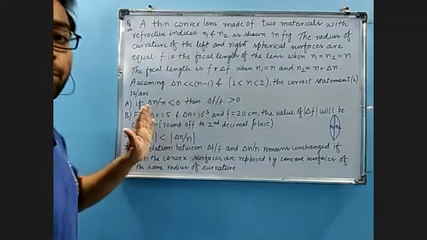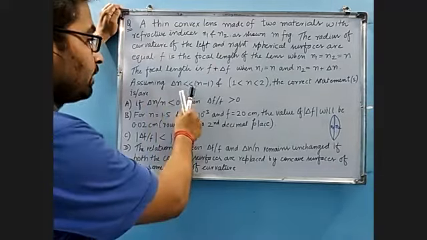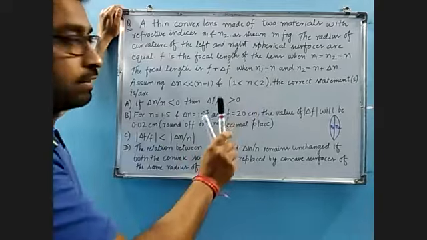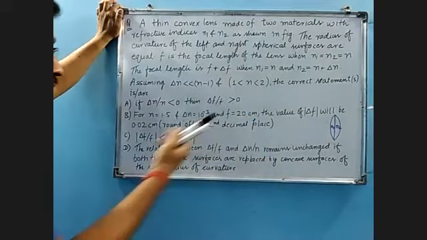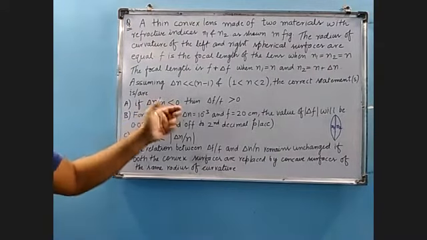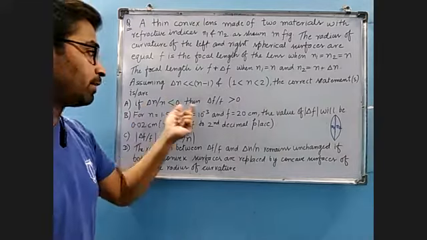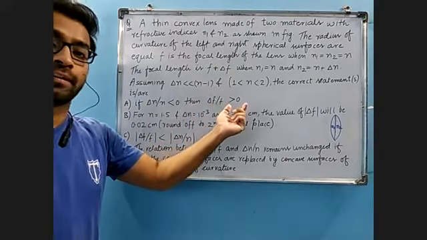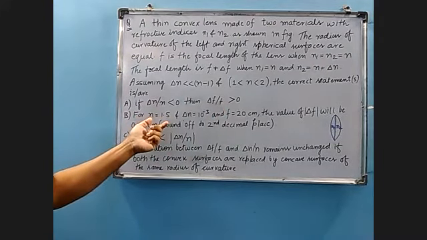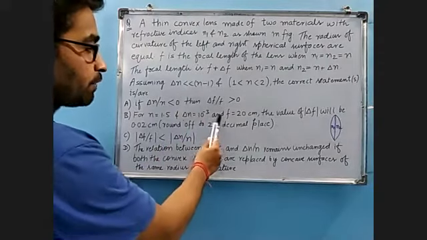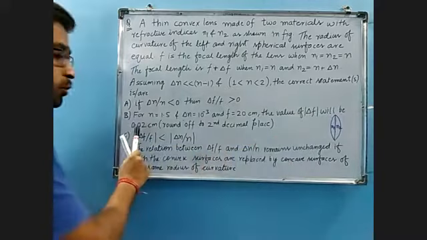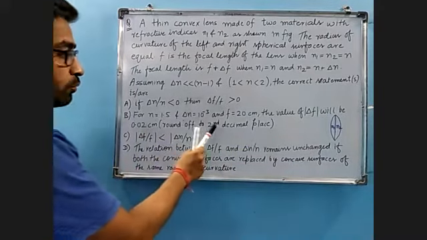Now the conditions given to us are: assuming delta N is much less than N minus 1, and the value of N is between 1 and 2. The correct statement or statements are, it is a multiple select question. If delta N by N is less than 0, that means delta N by N is negative, then delta F by F is greater than 0. The second option is for N equal to 1.5, delta N equal to 10 to the power minus 3 and F equal to 20 centimeter. The magnitude of delta F will be 0.02 centimeter, rounded off to the second decimal place.